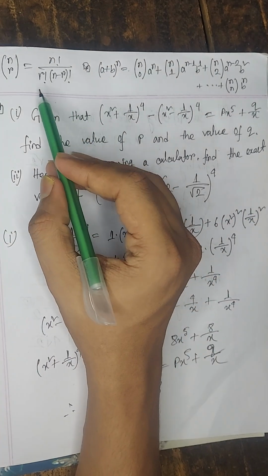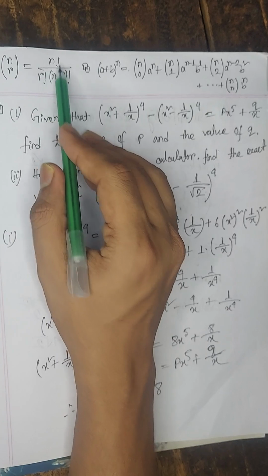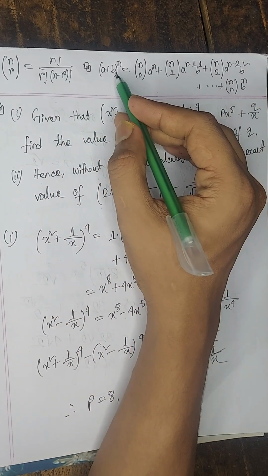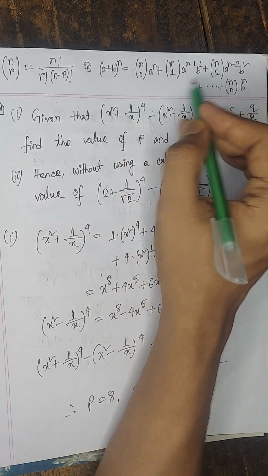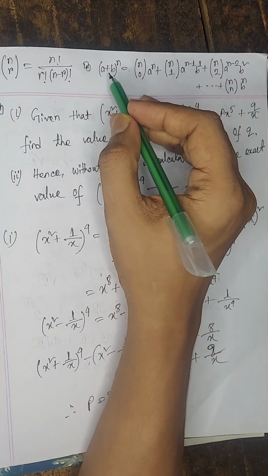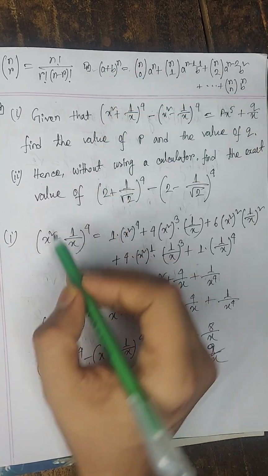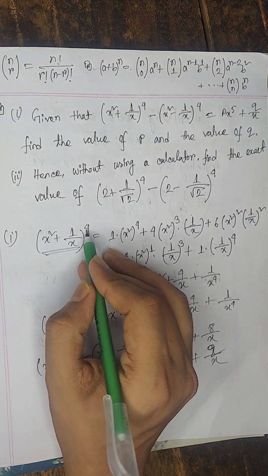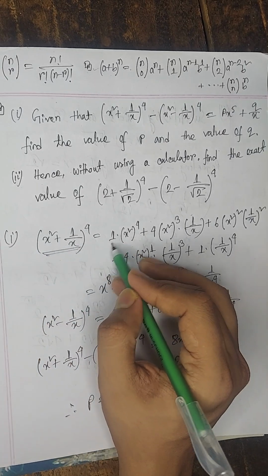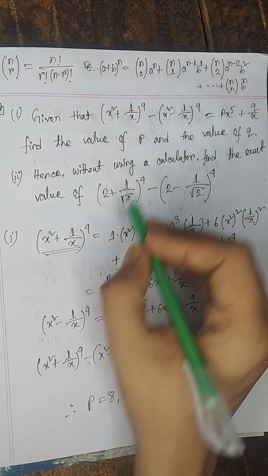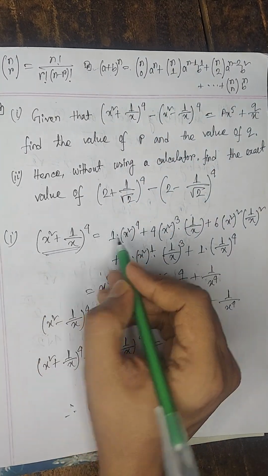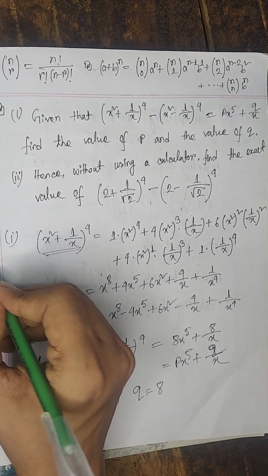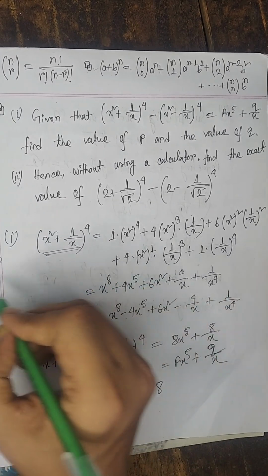We know this formula, right? nCr is n factorial divided by r factorial times (n minus r) factorial, and (a plus b) to the power n, which is this formula, right? And now we can use this formula to expand this expression, (x² plus 1 by x) to the power 4, then we get 1. How do we get 1? 4C0, right, which is 1.